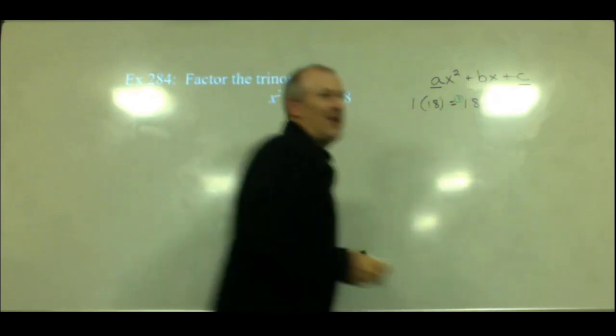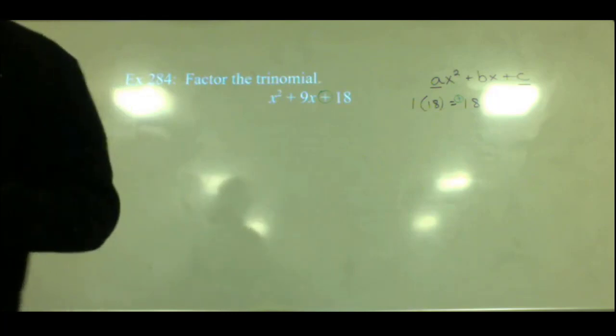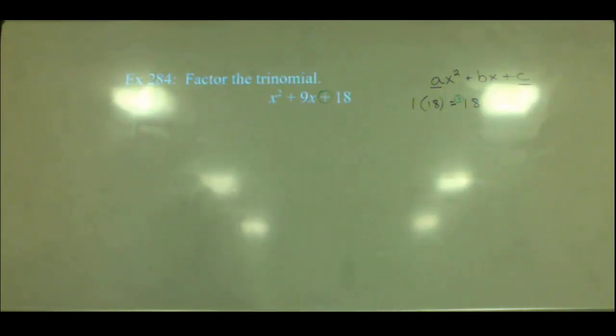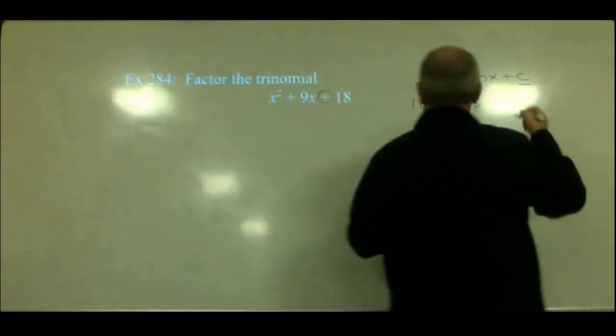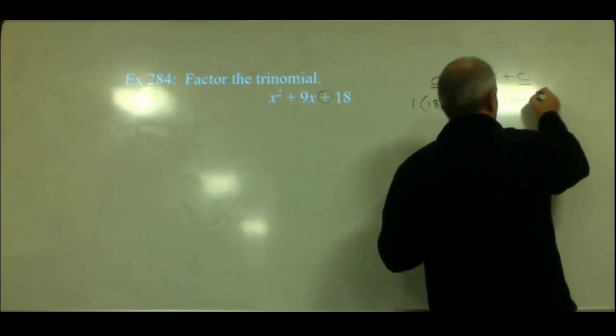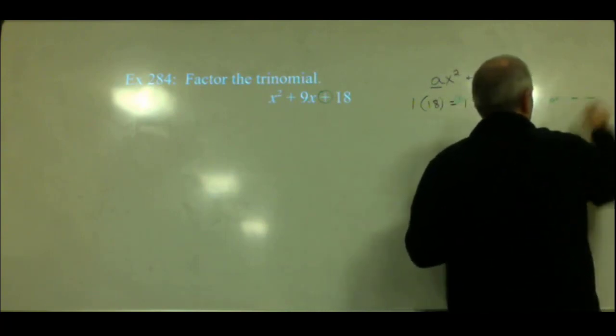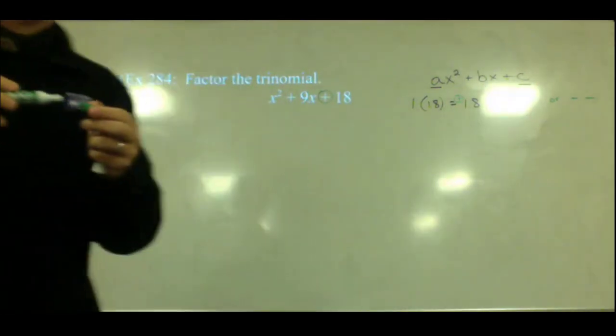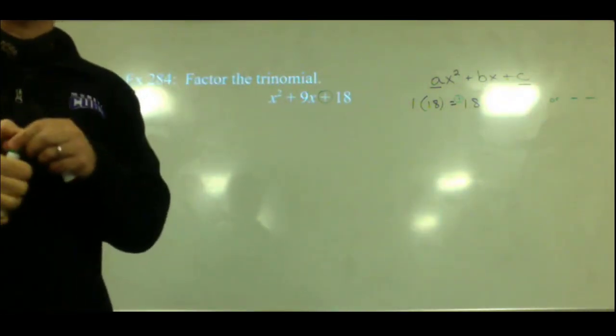Now, here's where we have to think again. Anytime we multiply two numbers together and we get a positive answer, what does that mean about the signs of the numbers that we're multiplying together? Both of them are positive, or both of them could be negative. So if you multiply two negatives together, you get a positive answer. If you multiply two positives together, you get a positive answer. In this case, it's either two positives or two negatives. Does that make sense? Because when you multiply them together, you're going to get a positive answer.